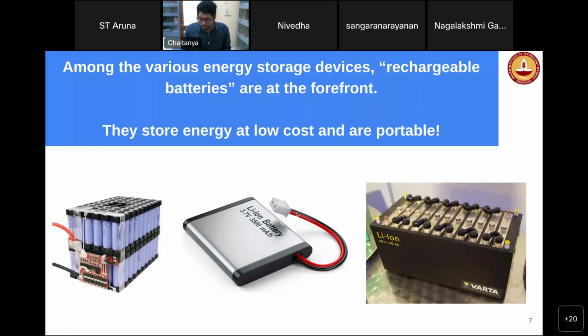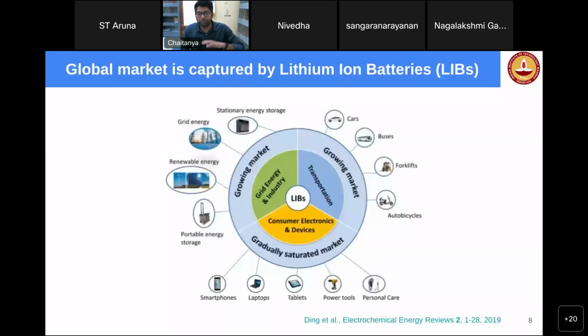So among these rechargeable batteries, you might have heard of lead acid batteries, sodium ion batteries, lithium ion batteries, nickel cadmium batteries, and so on and so forth. Various kinds of rechargeable batteries are available. Among them, right now, the top contestant we can say is lithium ion batteries.